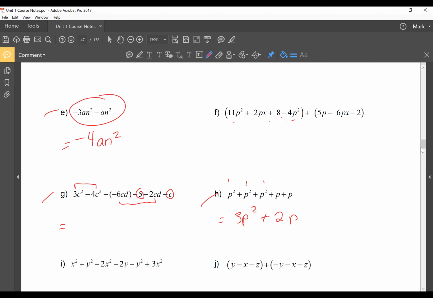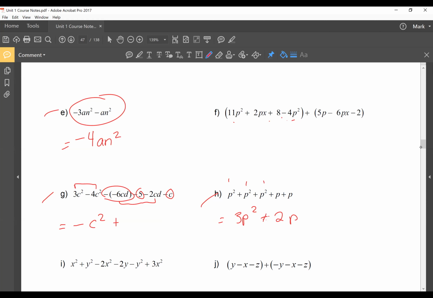3c squared minus 4c squared. So if you have 3 things and somebody takes away 4 of them, you will have negative 1c squared. So we would just say negative c squared in math. If some of you guys said negative 1, totally fine. Okay, what about the CD? Well, be very careful here. We have a negative and a negative. That means you can put this in on your calculator if you want. But 6 CD.